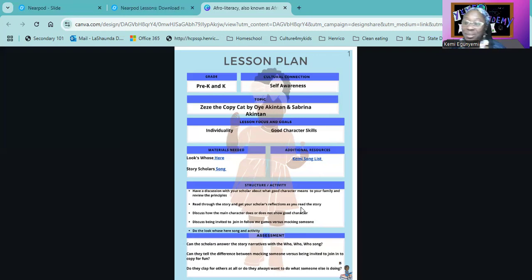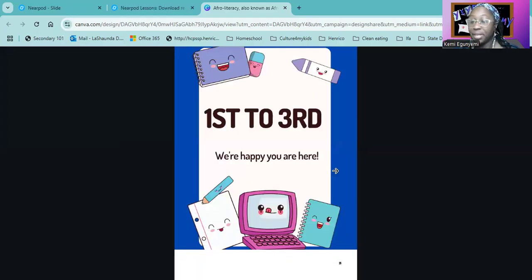We can do it too. And somebody will copy them. So just knowing the difference between when someone invites you and when you're inviting yourself to copy people, and that may not feel good. So ZZ the Copycat is a good song for that. I mean, a good book for that. So those are some simple ways that have interacted with books for the pre-K level.